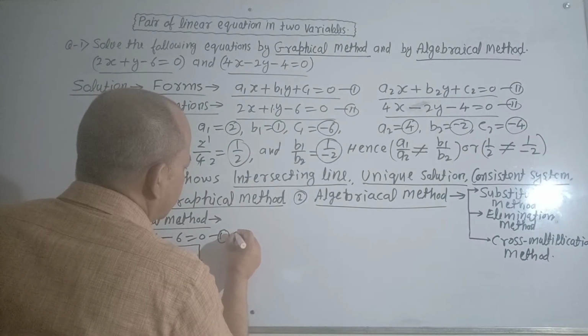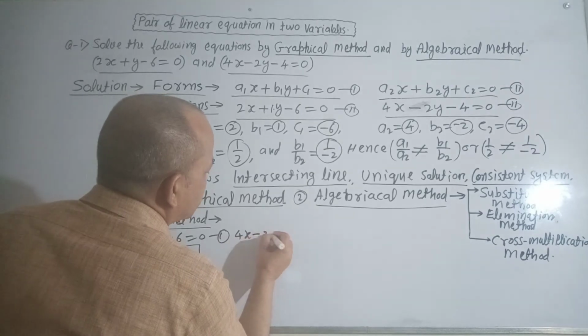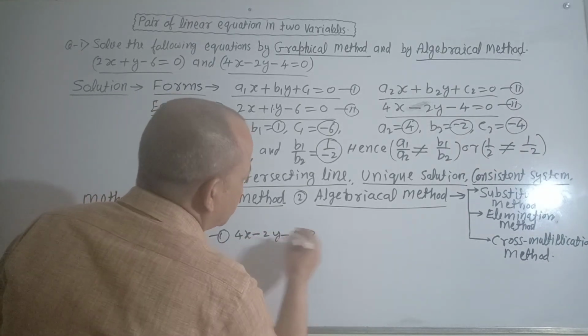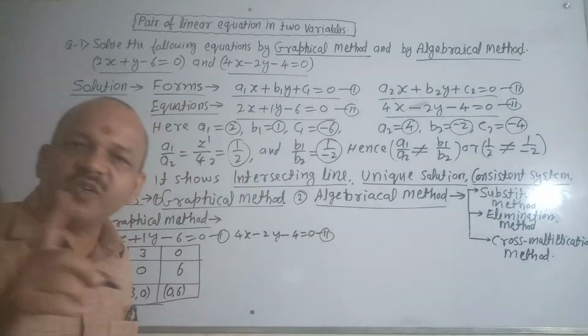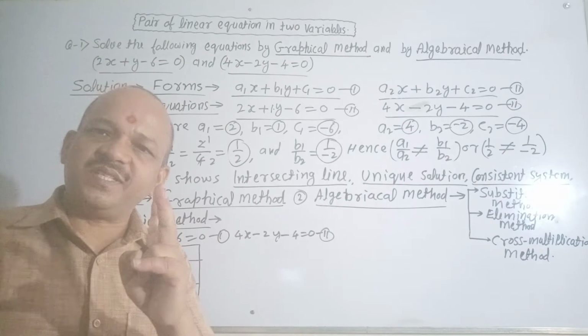Next equation is 4x - 2y - 4 = 0. It is equation second. Find two solutions of equation second.